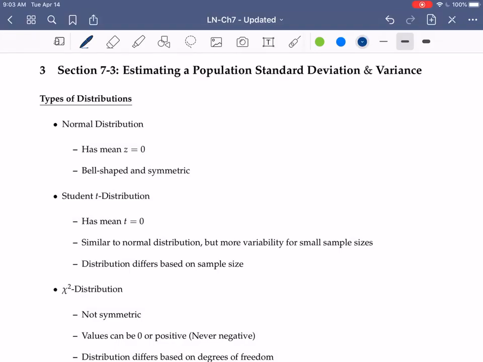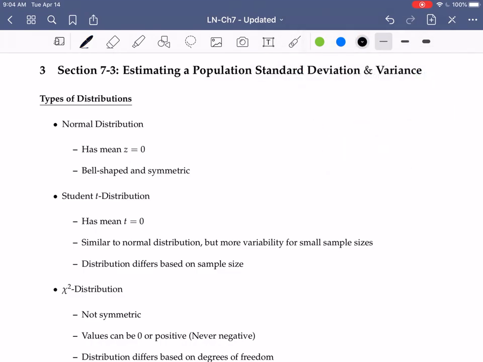In this video, we're going to start looking at the tools necessary to calculate a population standard deviation or variance confidence interval. And so, first we need to establish a new type of distribution. So let's recall some of the distributions we have used in the past.